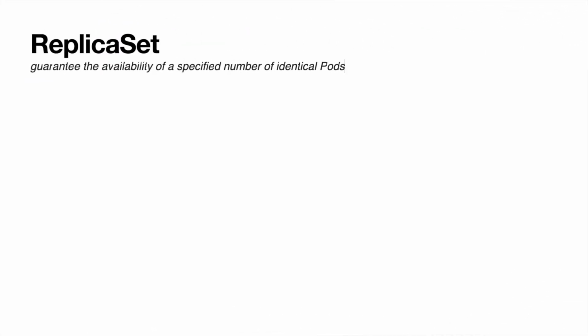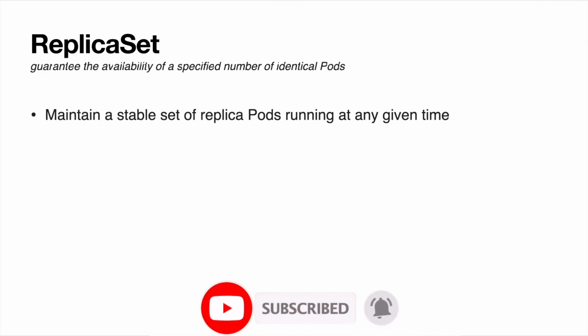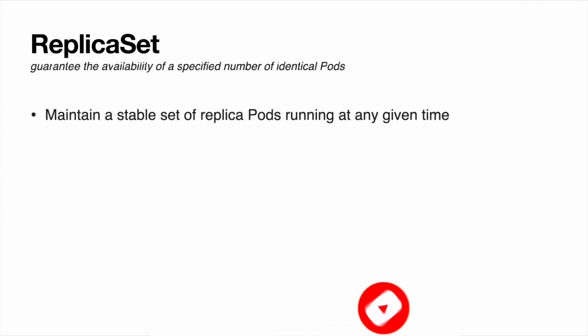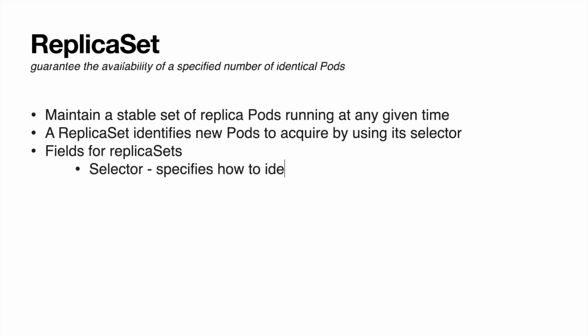A replica set is something which guarantees the availability of a specified number of identical pods. That is how we use replica set and why we use it: to maintain a stable set of replica pods running at a given point of time. A replica set identifies new pods to acquire by using its selector, and we'll look at what this selector is and what the fields for replica set are. This is something you should remember. It will really make it easy for you to understand what a replica set is.